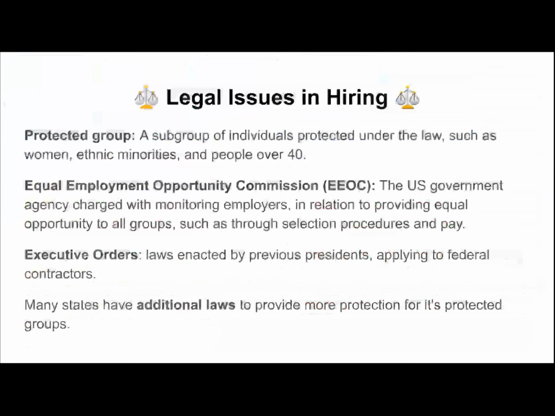At the top of this slide, we'll define protected group real quick, which is a subgroup of individuals protected under the law, such as women, ethnic minorities, and people over 40. A lot of people fall into a protected group, and several people are part of more than one protected group. The EEOC, the Equal Employment Opportunity Commission, is the government agency which is in charge of monitoring employers and making sure that they provide equal opportunity to all groups, specifically these protected groups. And they monitor things like selection procedures and pay. In this chapter, we're talking about selection procedures and making sure that they are not discriminating.